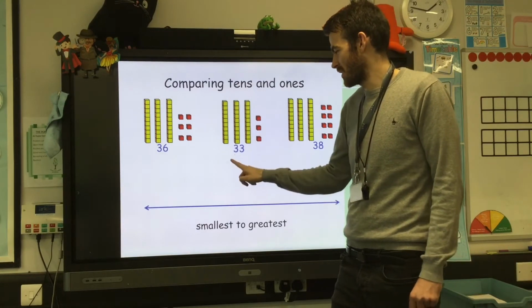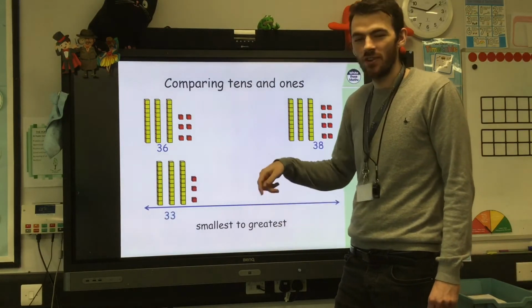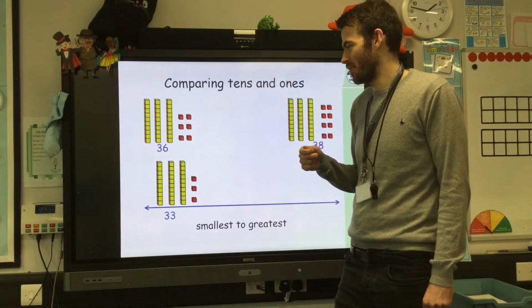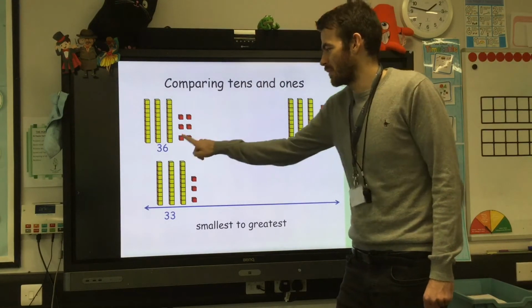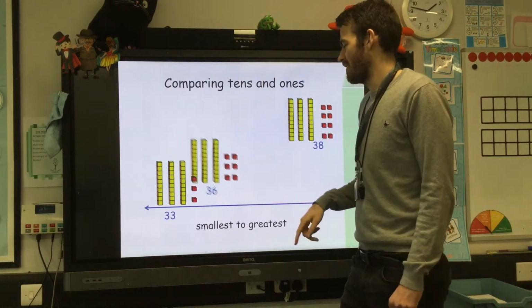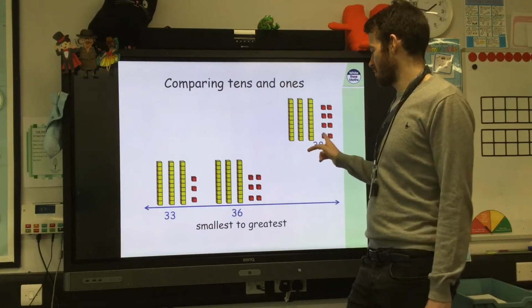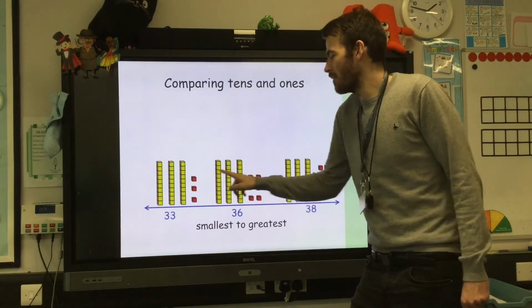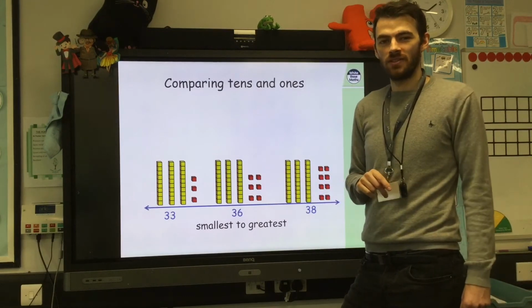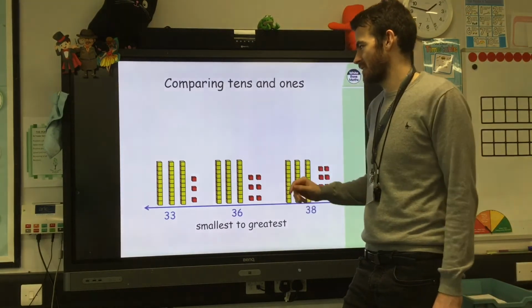33 is the smallest amount of 1s. Then we are going to look for the next smallest amount of 1s, which is the 6 1s. And finally, we are left with the most, which is 8 1s. In that way, we've ordered the numbers from smallest to greatest.